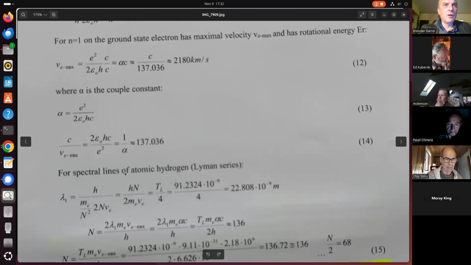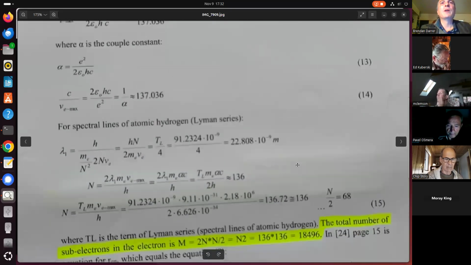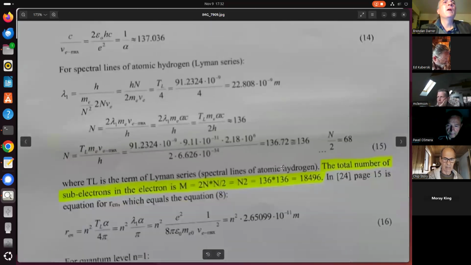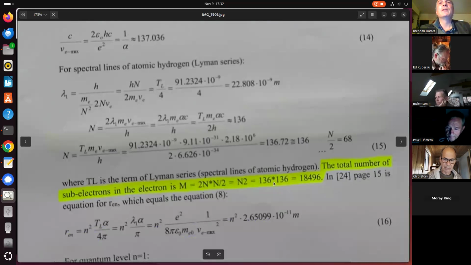For spectral lines of atomic hydrogen, the Lyman series, we have equation 15, where TL is the term of the Lyman series, spectral lines of atomic hydrogen. The total number of sub-electrons in the electron is M equals 2n times n over 2 equals 2n squared equals 136 times 136 equals 18,496.